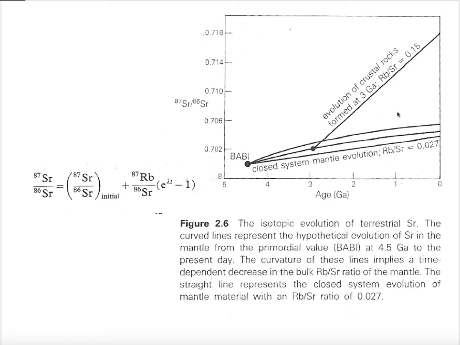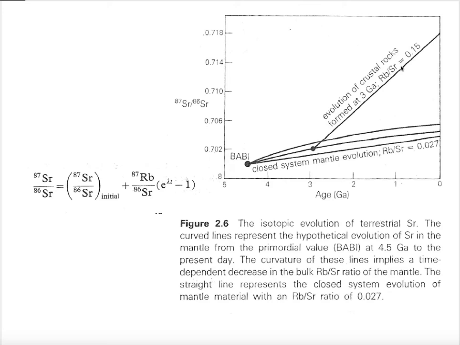So, in the crustal rocks, which formed at about 3 billion years ago, they have another rubidium-strontium evolution, and there we have a rubidium-strontium ratio of 0.15. So that you have to have in mind. But generally, you have the initial strontium ratio 4,540 million years ago.